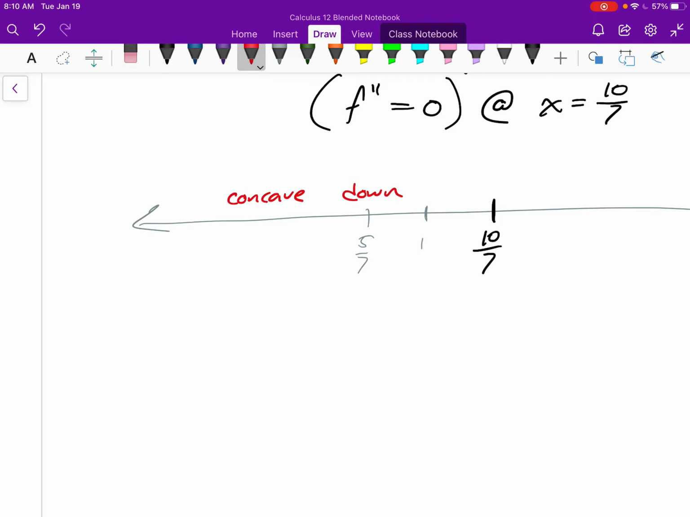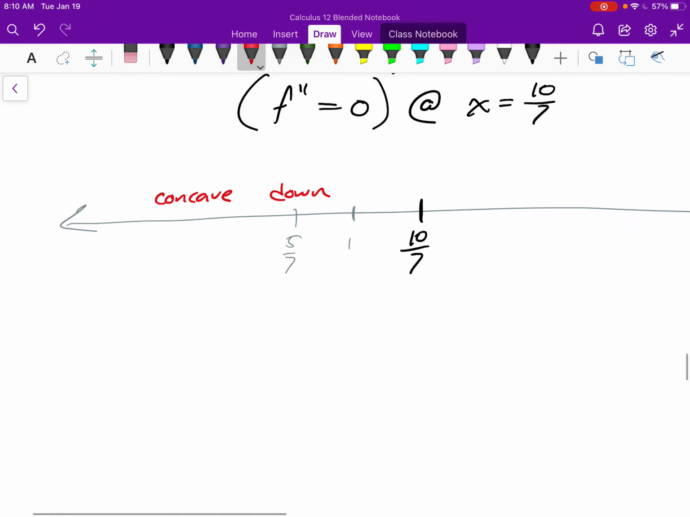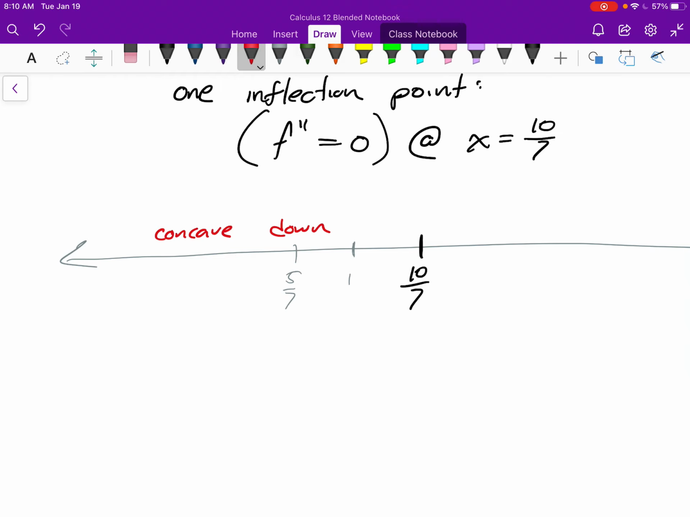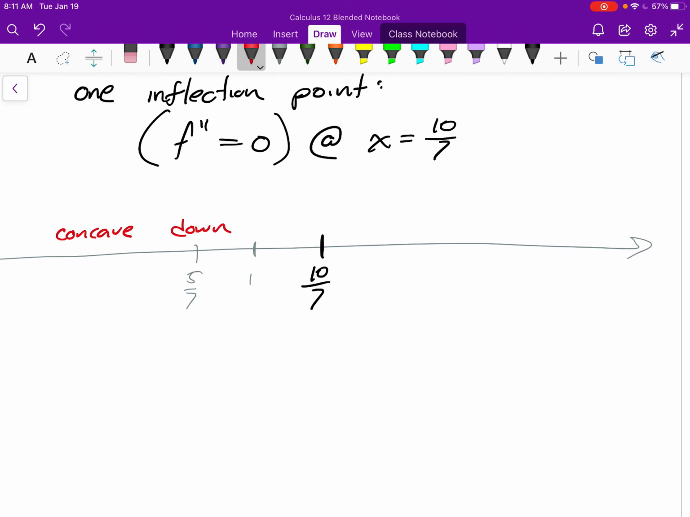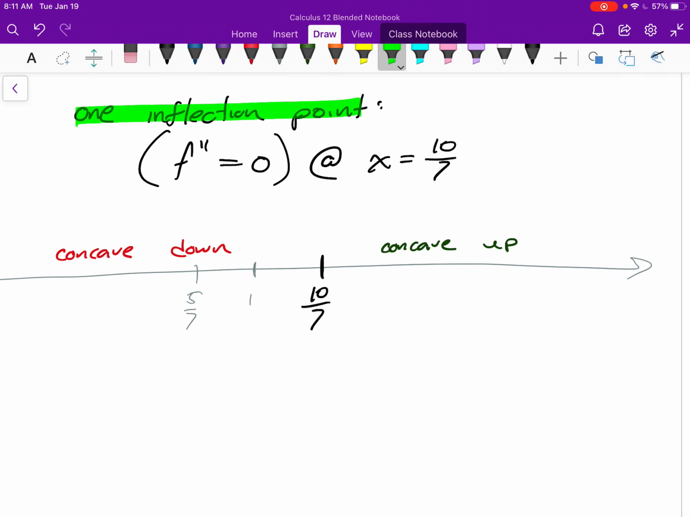Again, if concavity changed anywhere less than 10/7, then there'd be another inflection point. But again, I can see from my equation there's going to be only one inflection point. Same idea for a number bigger than 10/7. Pick anything bigger than 10/7, 2, a billion, 6, whatever, 11/7. Put into the equation, you'll get a positive number, which means it's concave up for this whole area. And so now I know not only is there an inflection point at 10/7, I know where it's concave up and where it's concave down.